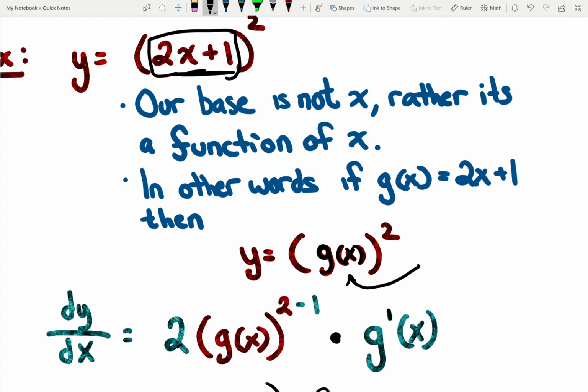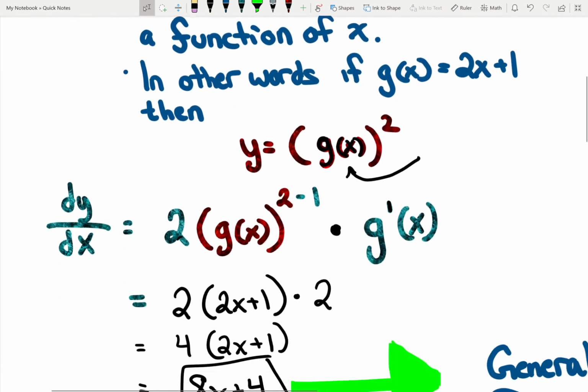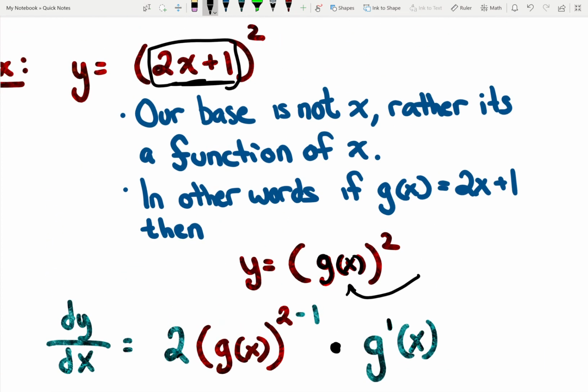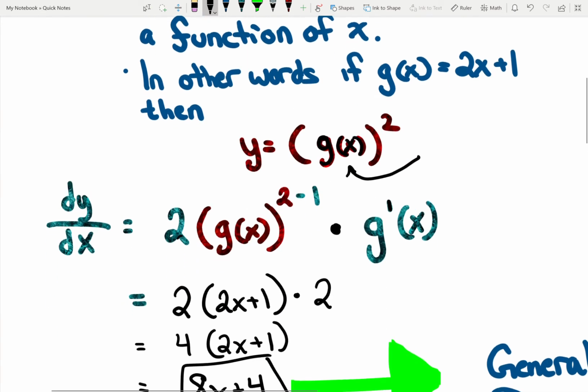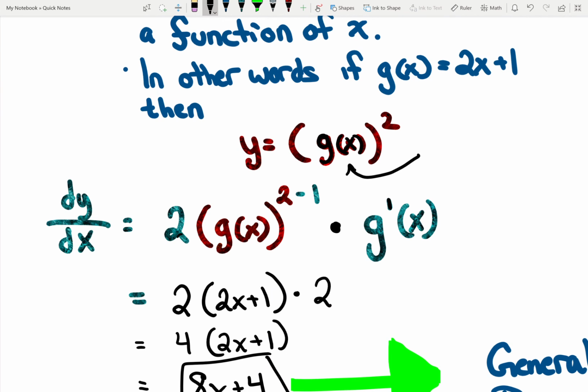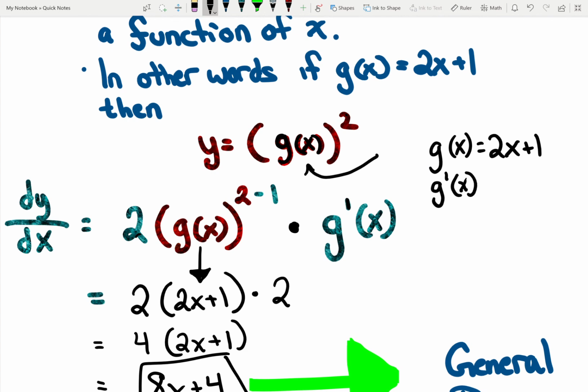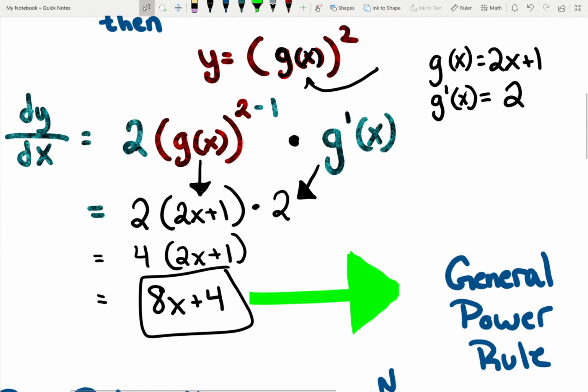So for this example, we're talking about this function, by the way. We have y equals 2x plus 1 squared. So we drop down the 2 and we take 1 away from 2. Remember, g of x is that inside function, which is 2x plus 1. And now I'm going to multiply by the derivative of this inside function. So if g of x is equal to 2x plus 1, then g prime of x, which is the derivative of g, is 2. So I multiply this guy by the derivative. See? And if I simplify this whole thing, I get 8x plus 4.